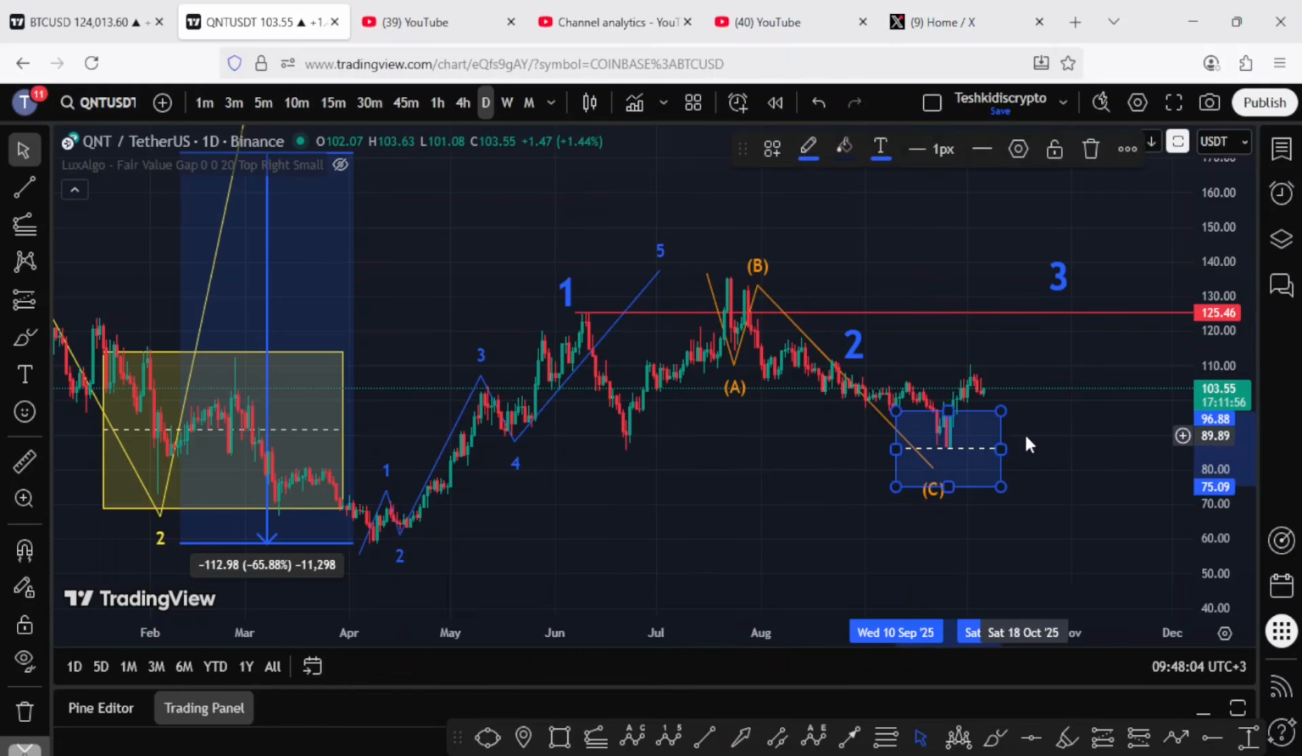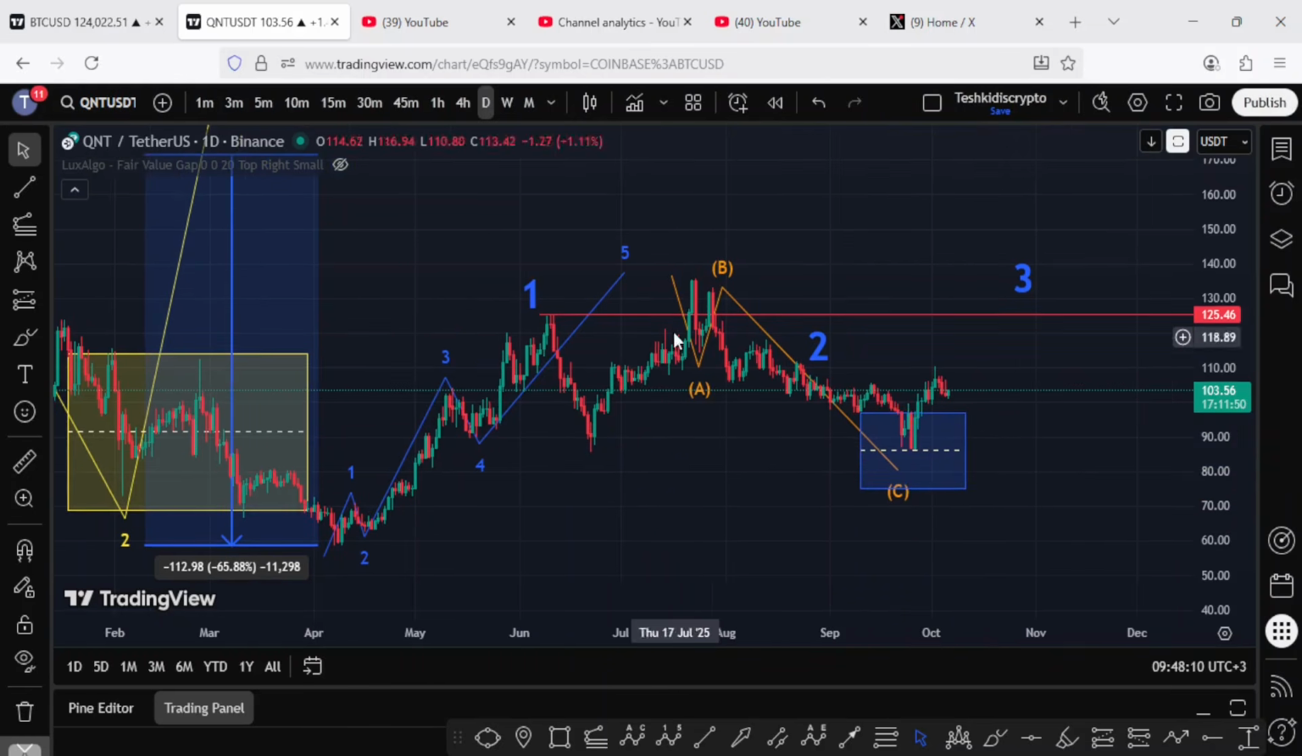which is between the 96.88 and the 75.09 USDT mark, an area within which you can see that we got a pullback into, and we got a reaction within the area on the 25th of September, starting the next leg to the upside, which can easily turn out to be the formation of this wave 3.